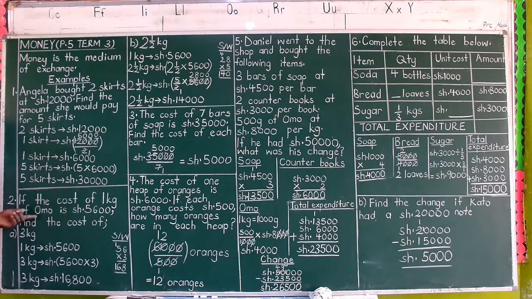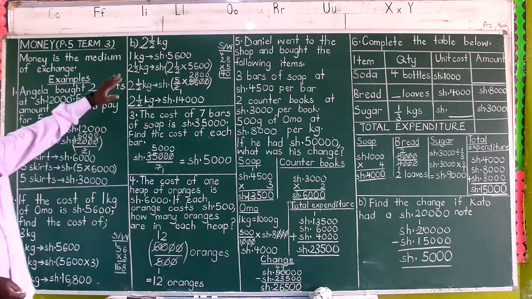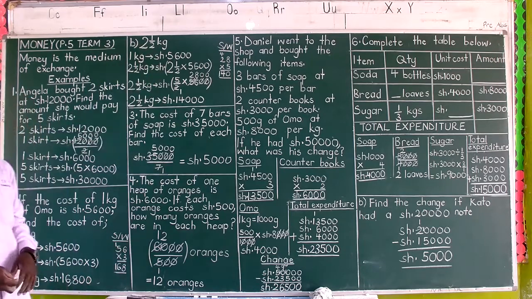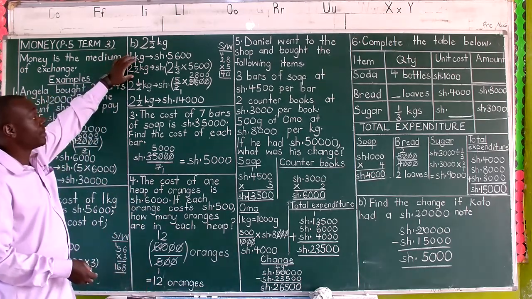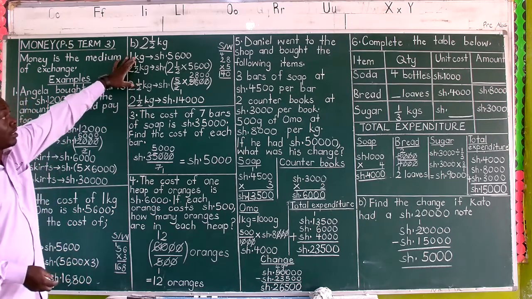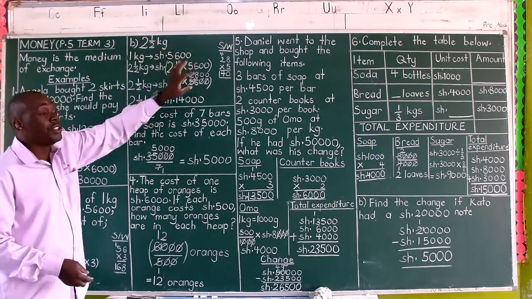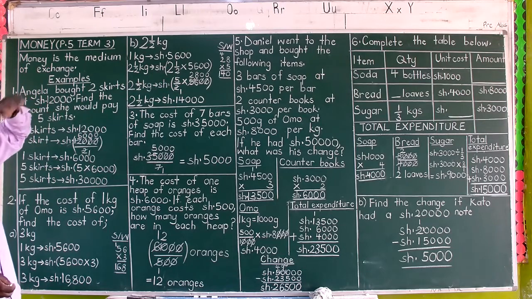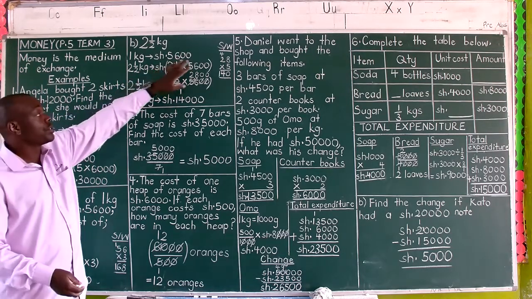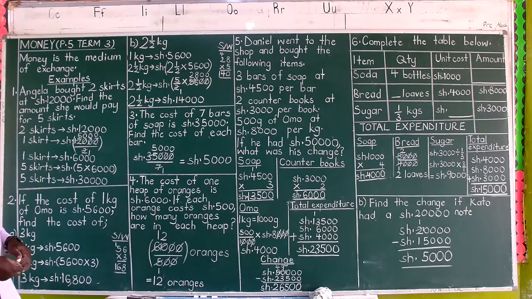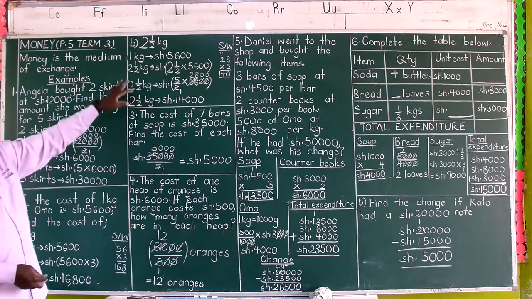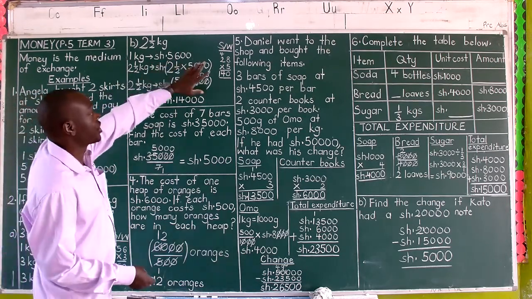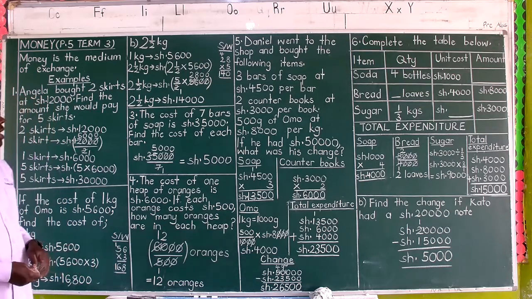Now, part B is connected to this same question. If the cost of 1 kilogram of omo is 5,600 shillings, find the cost of 2.5 kilograms of the same omo. So still multiplication of money, but this time using a mixed fractional quantity. So we multiply quantity by the unit cost. Unit cost means cost per that item. So quantity times unit cost, you get that amount. So 1 kilogram costs 5,600 shillings. What about 2.5 kilograms? That's 2.5 times 5,600 shillings.